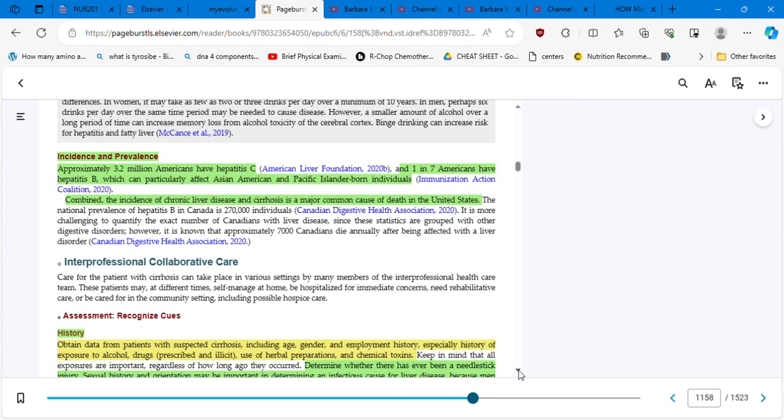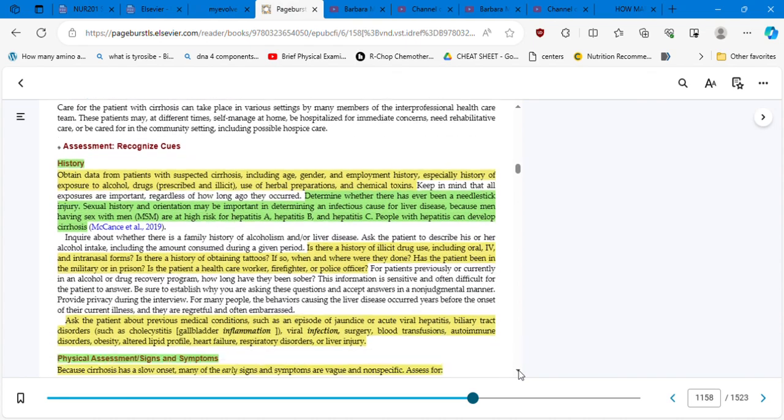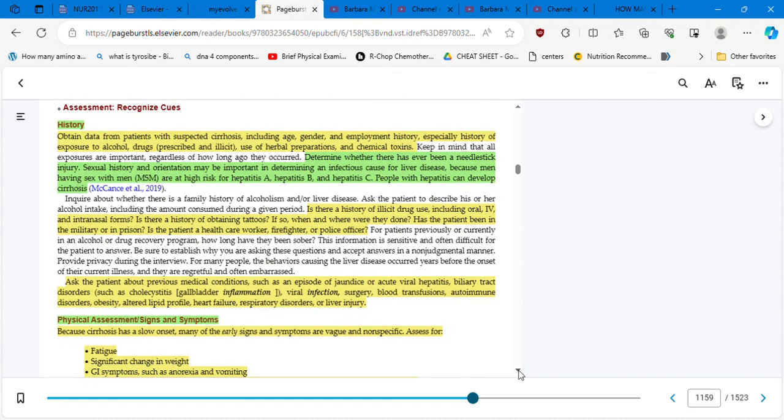Incidence and prevalence. Approximately 3.2 million Americans have hepatitis C, and 1 in 7 Americans have hepatitis B, which can particularly affect Asian American and Pacific Islander born individuals. Combined, chronic liver disease and cirrhosis are a major common cause of death in the United States. So let's see our assessment.